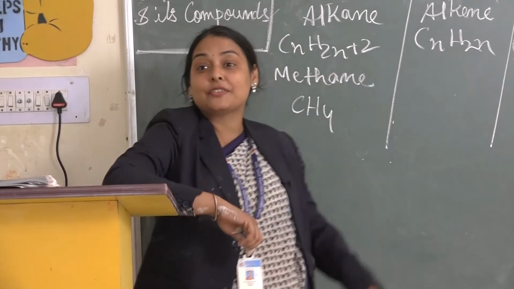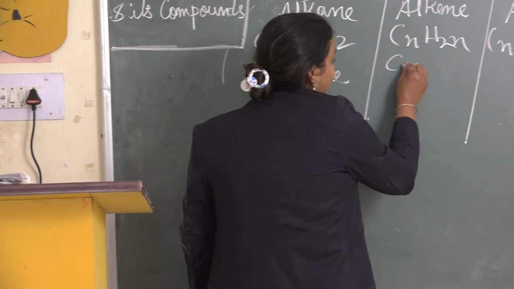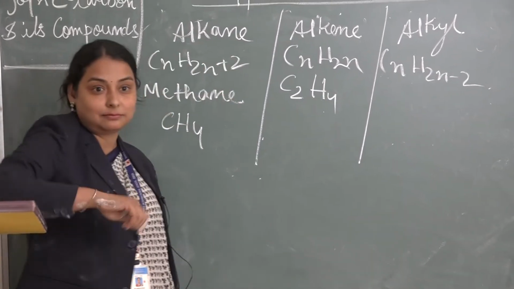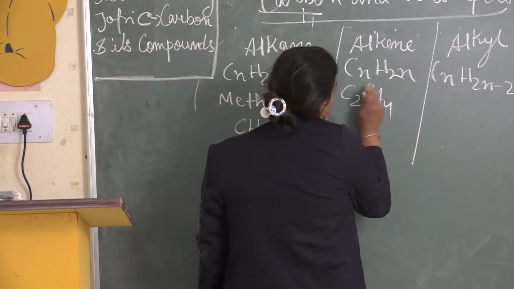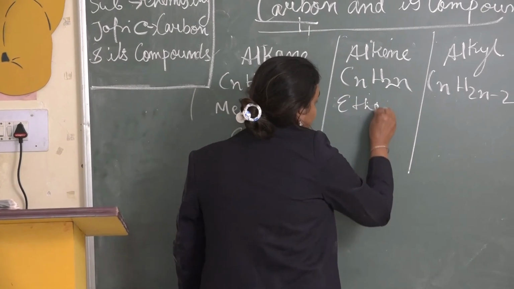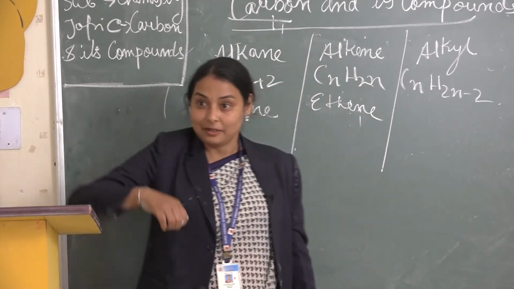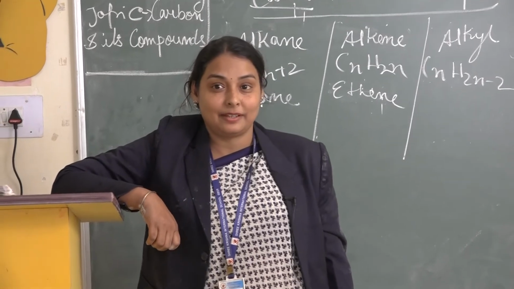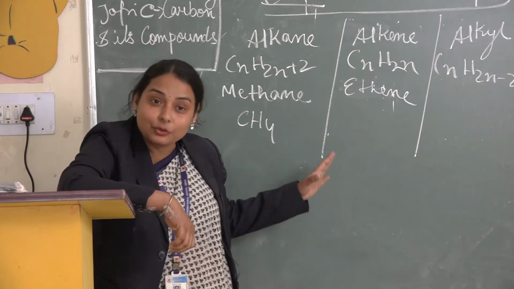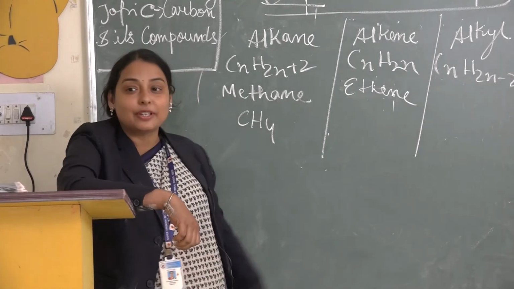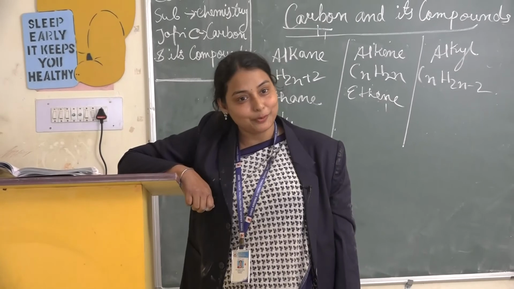Now for alkene, what is the general formula? We know it is CnH2n. So simple thing, we will start with C2, and we will start with eth. Here we will start with ethene, and here we will start with ethyne, right? Methyl, ethyl, these are all there. Is it clear to you? So these are the homologous series. In our next class we are going to go through how we arrange the carbon according to their nomenclature. Okay, thank you students.